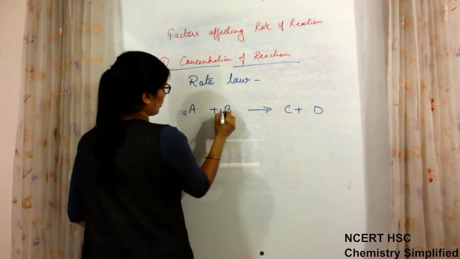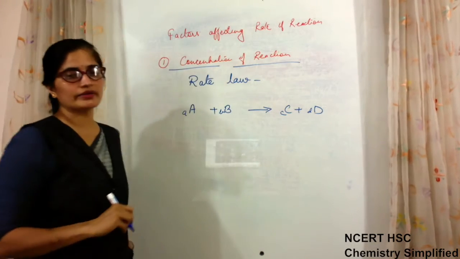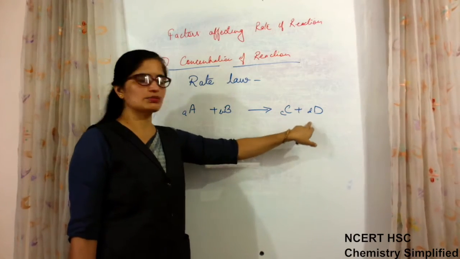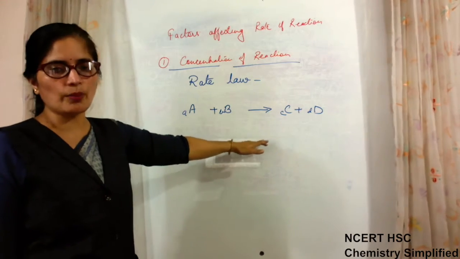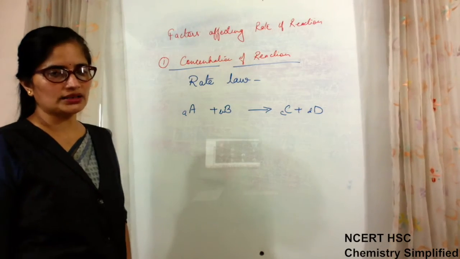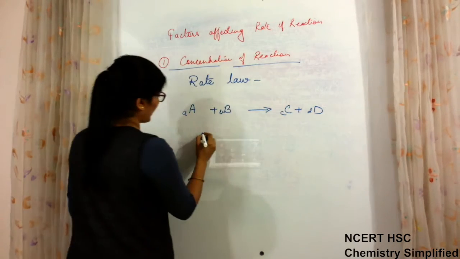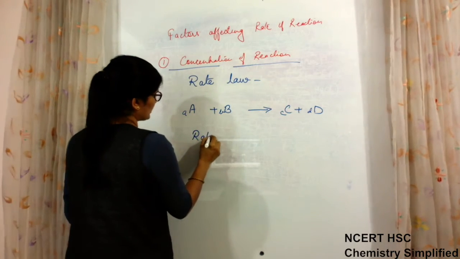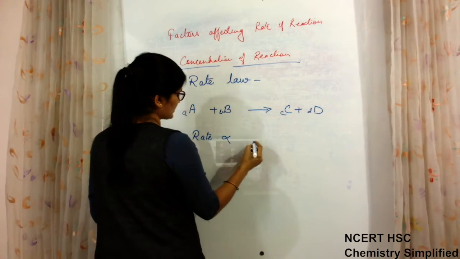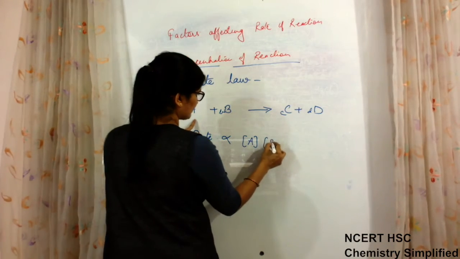Small a, small b, small c and small d are stoichiometric coefficients, meaning how many moles of each are taking part in the reaction. If any such reaction is there, and in such a reaction the rate of reaction is given as directly proportional to the concentration of reactants.